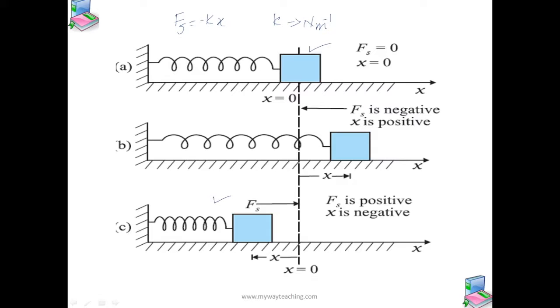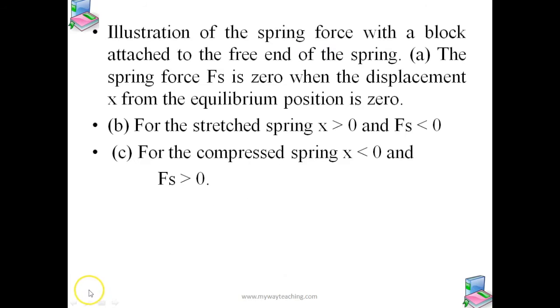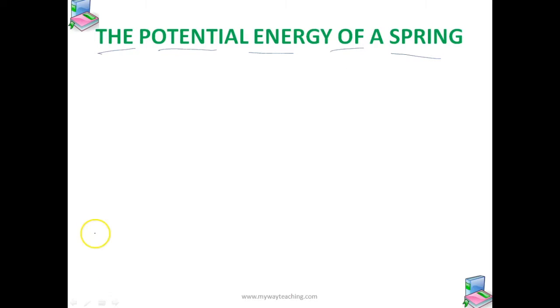Suppose we pull a block outwards, as you see in figure B, where x is positive. If the extension is xm when we pull the block outwards, then the work done by the spring force is given by Ws, which we can write as the integration from 0 to xm of Fs dx.